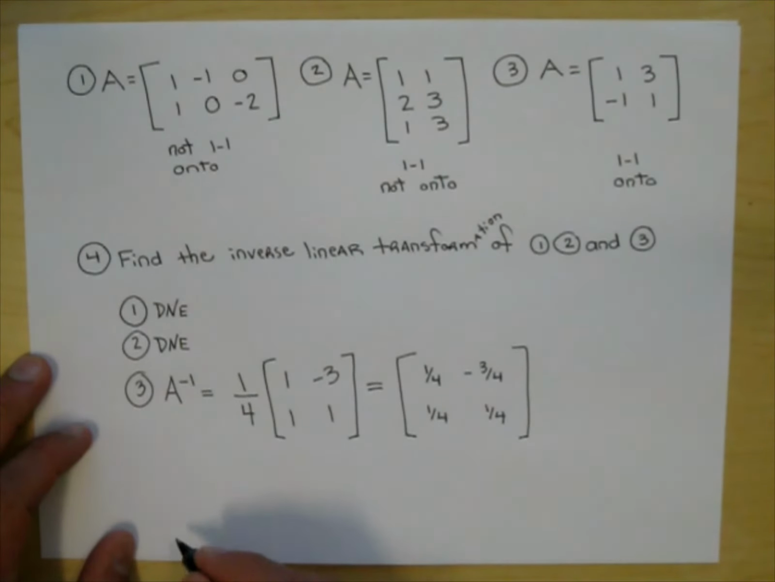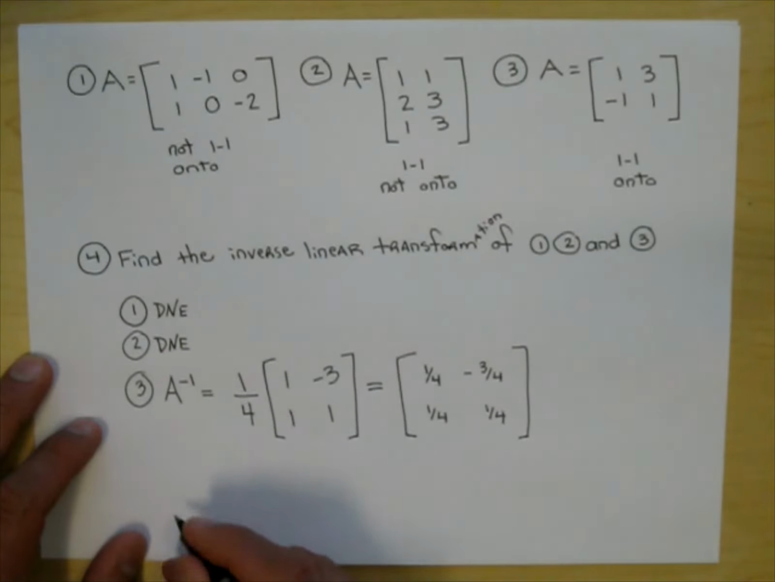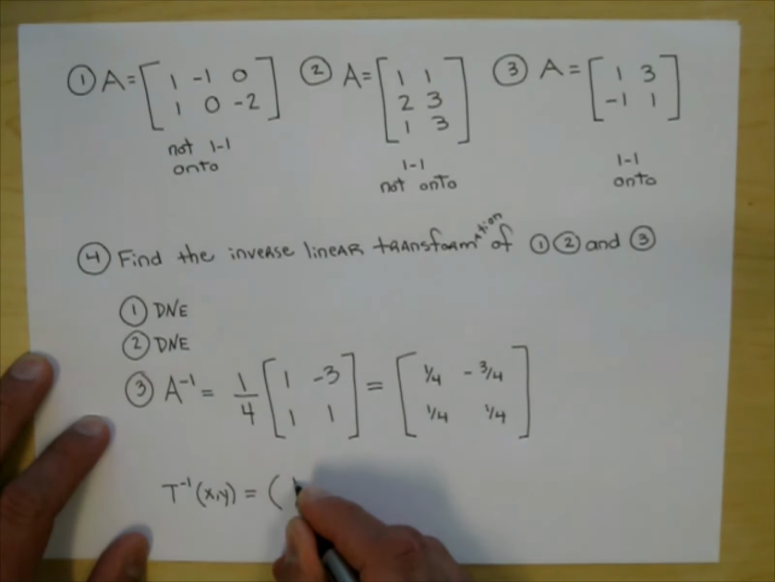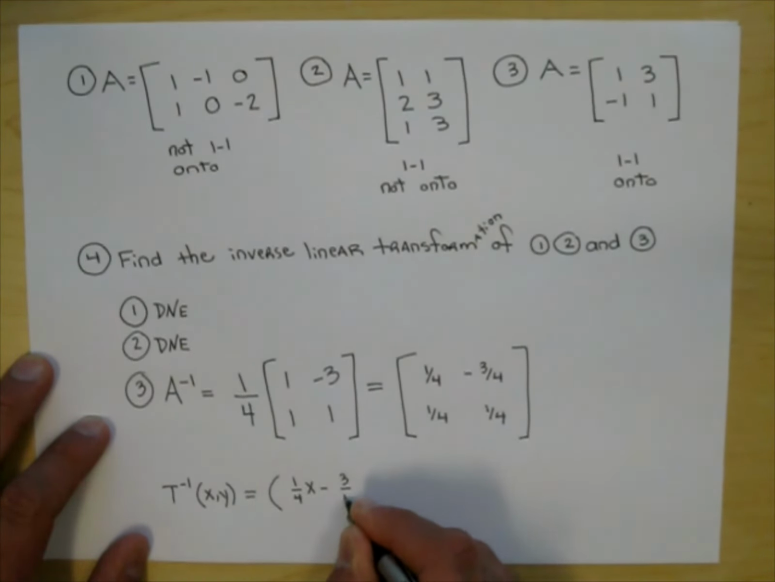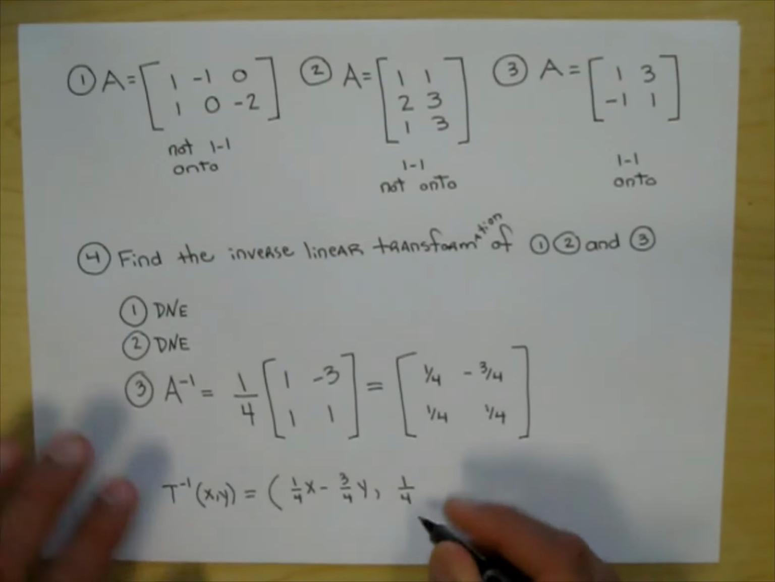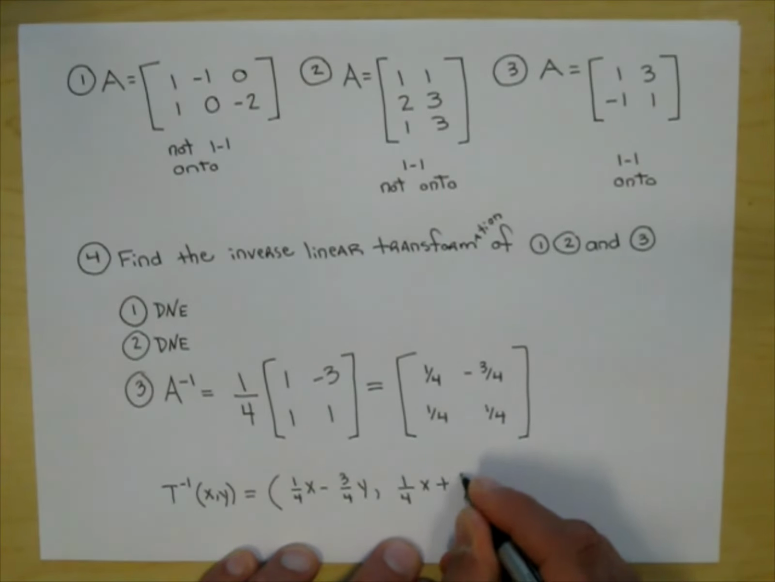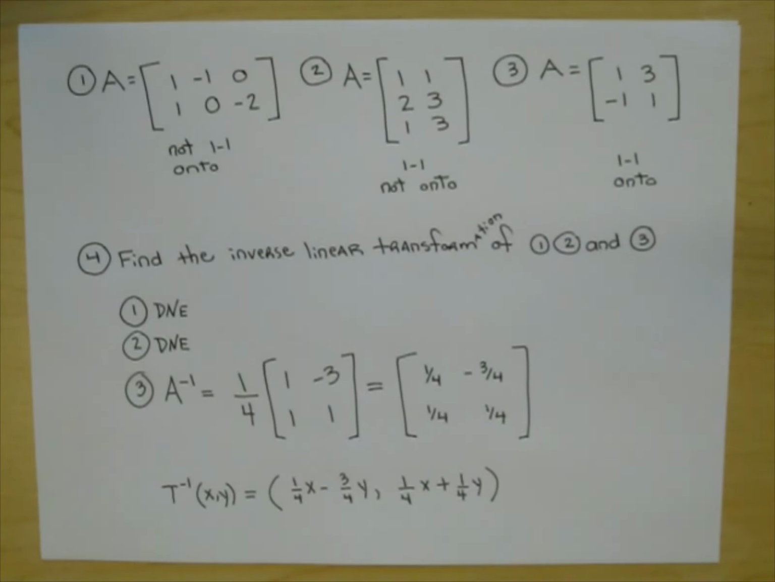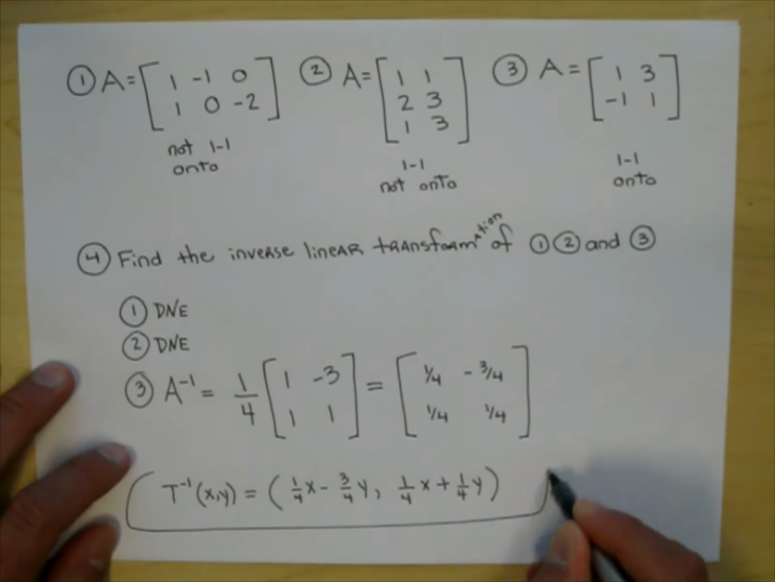And what does that mean? Well, let's take a look at writing this out. I'm going to say T inverse of (x, y) equals, and then look at the first row here: 1/4 x minus 3/4 y, comma, and the next one is going to be 1/4 x plus 1/4 y. Okay, so we found the inverse transform here.